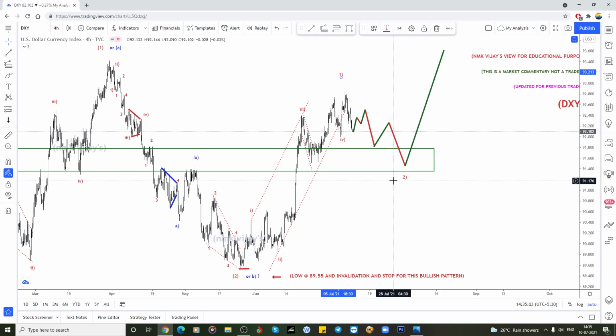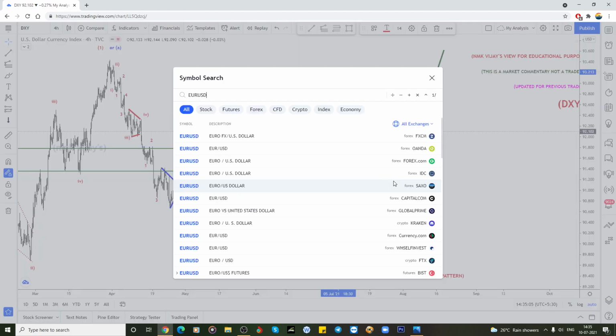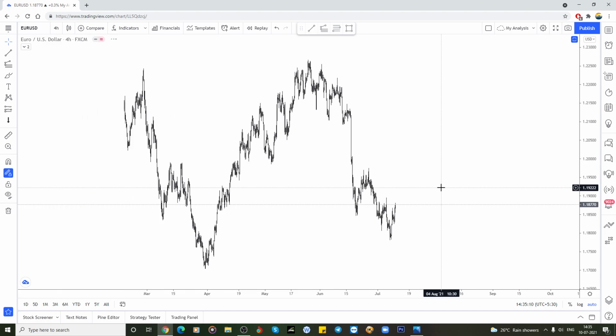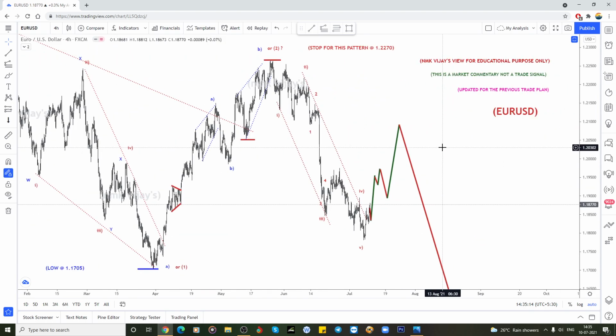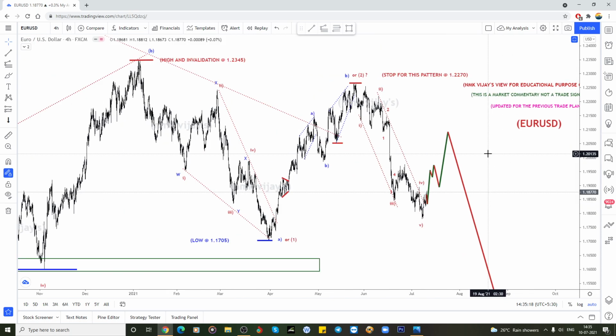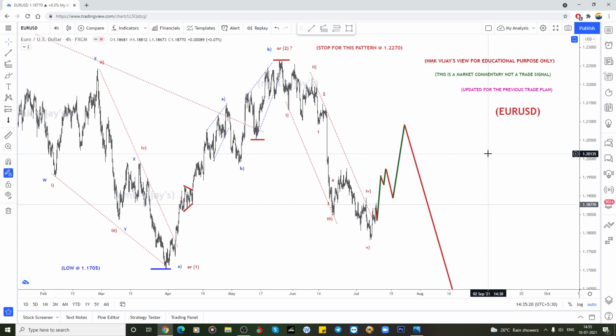So let's move on to EUR/USD. And I'm getting ready to post everything, so be patient. I will be in touch on TradingView or Facebook, a lot of pages, but if I have time I will update everything.